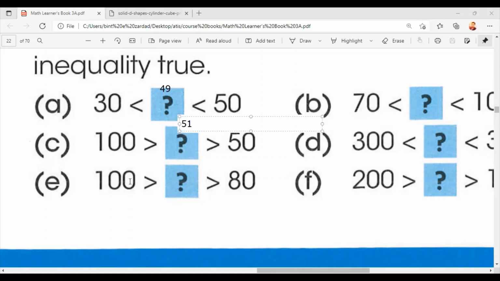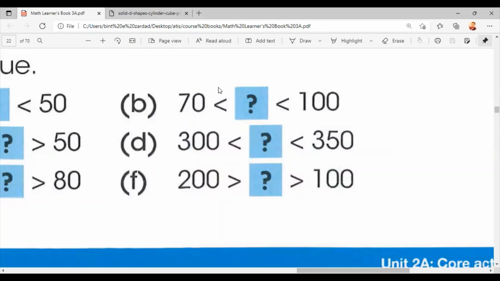Same like this, 180. So between 80 until 100, from 81 until 99, you can write any number. Okay, but should be in the center between these two numbers. 70, 100, 71, 99, write any number between these two numbers. Like this, from 300 to 350, you can write any number between these two numbers.